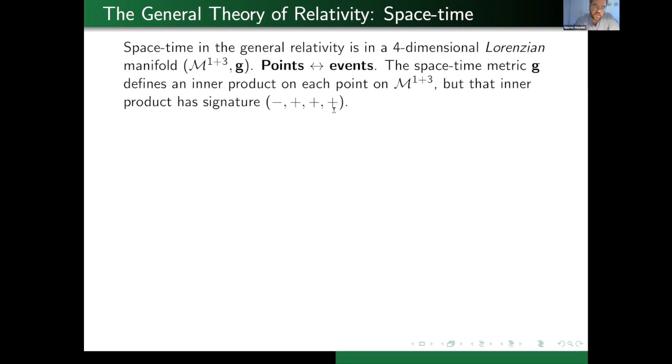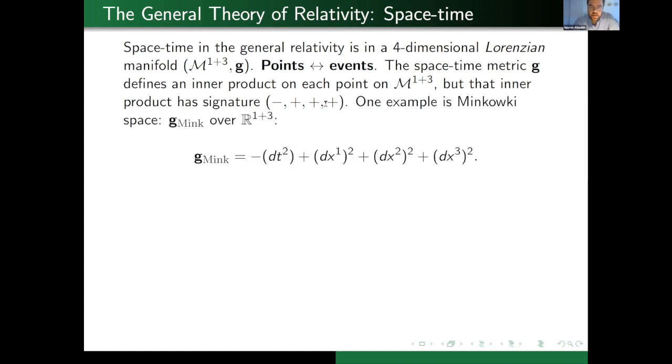In general relativity, much of the physics is encoded in the spacetime metric, which is Lorentzian, meaning it has signature minus plus plus plus. The first example we can give is the Minkowski metric, which is what we see here. We take coordinates t, x1, x2, x3, and consider this metric on R4. It is called the Minkowski metric, and it's the analog of the Euclidean metric in Lorentzian signature.